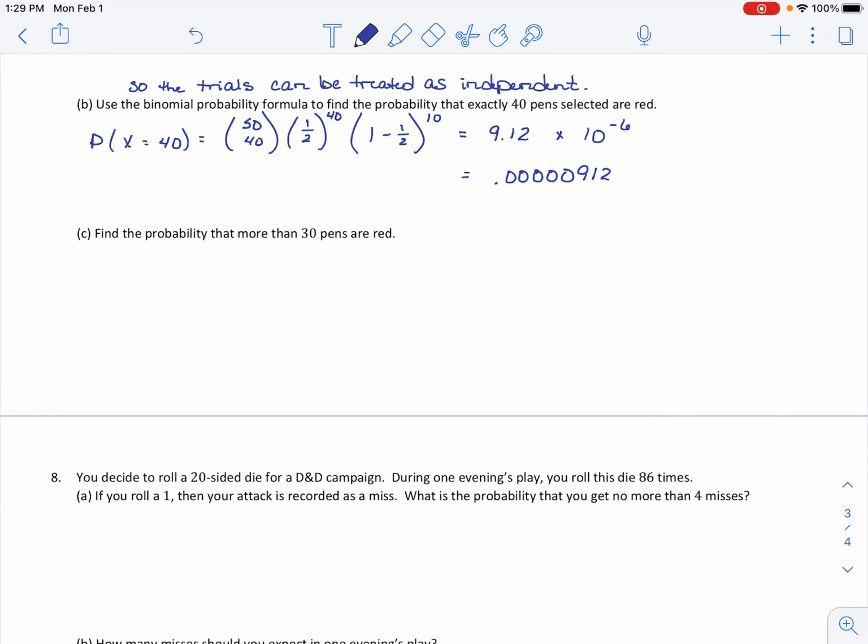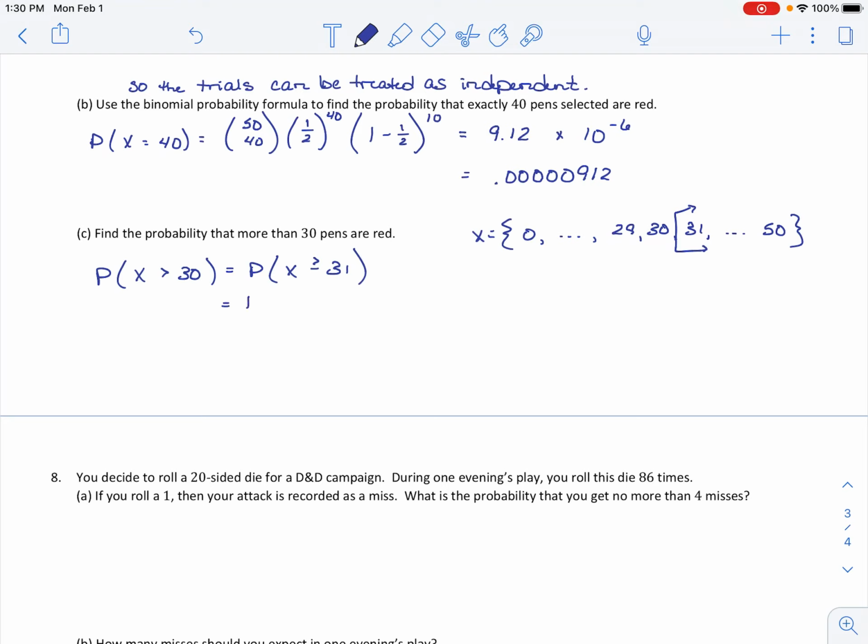For part C, you're supposed to find the probability that more than 30 pens are red. So more than 30. What I want to point out about more than 30 is, if you think of all the things X can be, remember, when you have binomial, you can have no successes. You can have 1 success. We're interested in more than 30, and it stops at n successes. So the numbers that are more than 30 are 31 through 50. So this is the same thing as the probability that my random variable is greater than or equal to 31.